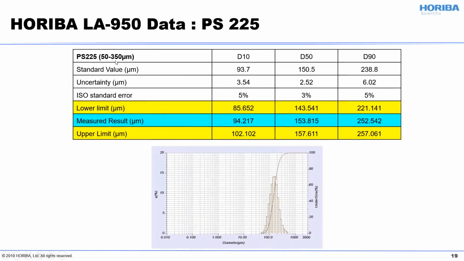PS225 from 50 to 350 microns. Again, a very similar story. So this is 94 micron up to 240 micron.